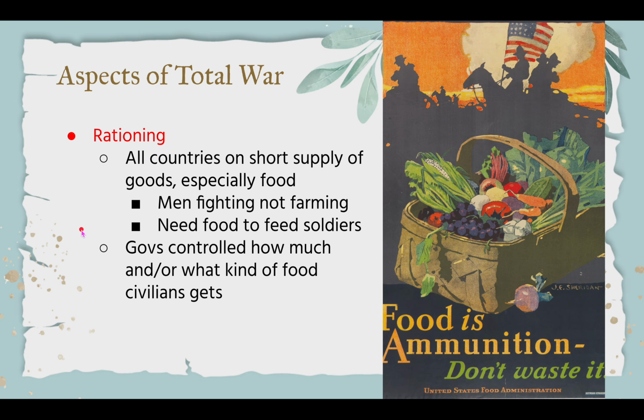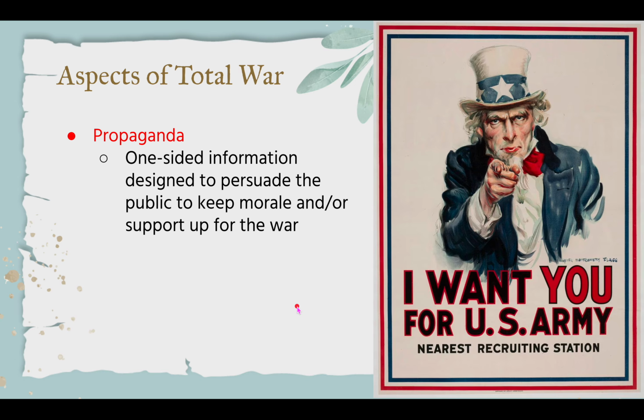Rationing. Rationing is when all countries are on short supply of goods, especially food. So men are out fighting, not farming, and they need food to feed the soldiers. The government then controls how much and or what kind of food civilians get. We also have propaganda. This is one-sided information designed to persuade the public to keep morale and or support for the war. So, for example, Uncle Sam is a huge, huge cartoon figure during World War I.